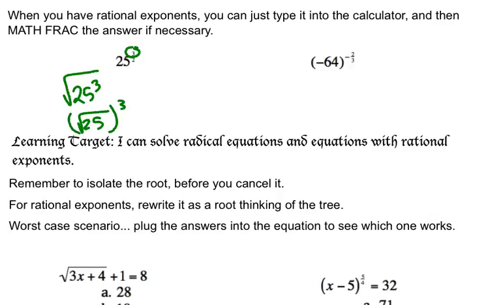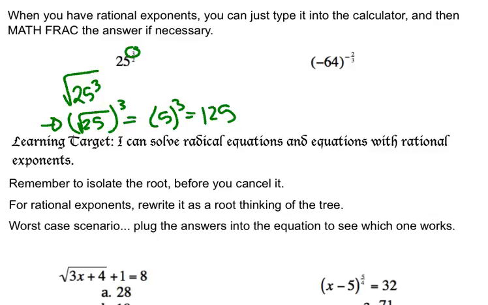Now, personally, I happen to know the square root of 25. I really don't think you as well. I would start with this first way of doing it. The square root of 25 is just 5, so you get 5 cubed, which is 125. That's much faster than doing things like the calculator.